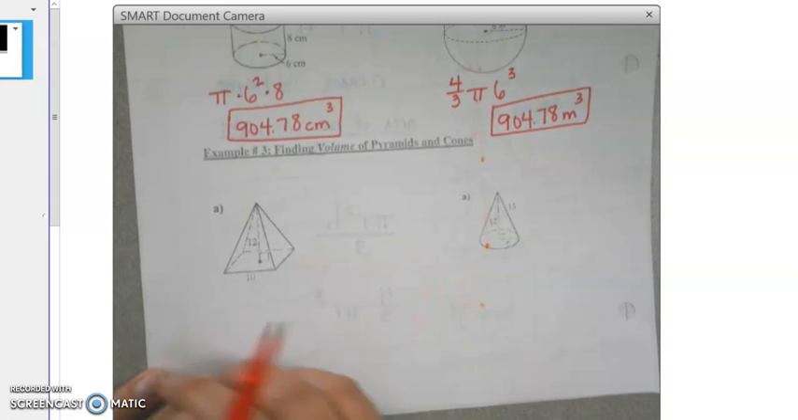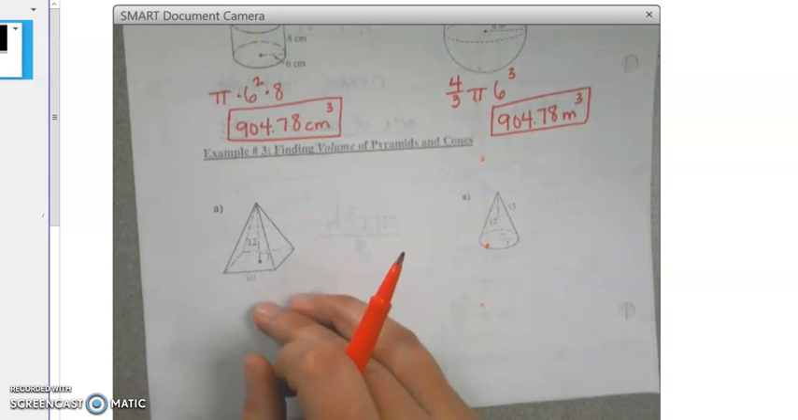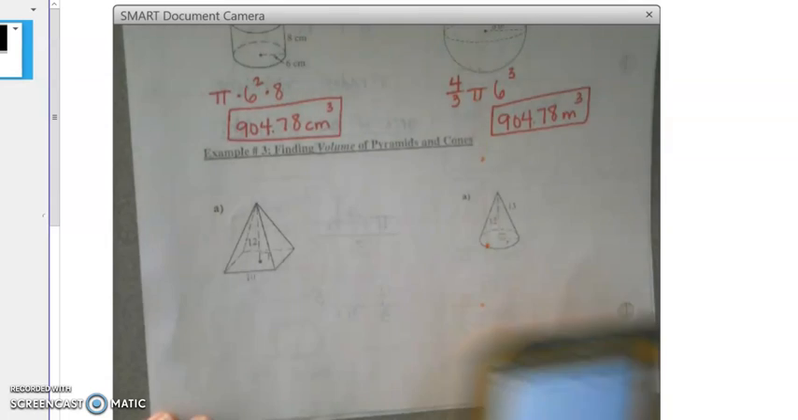Okay, so finding the, sorry, my lights cut out again. Give me a second.